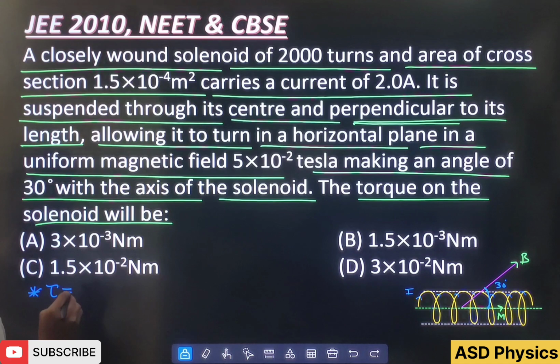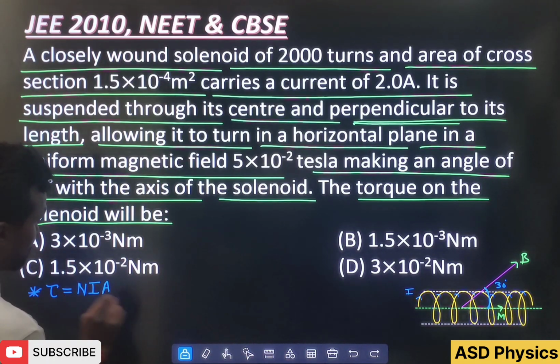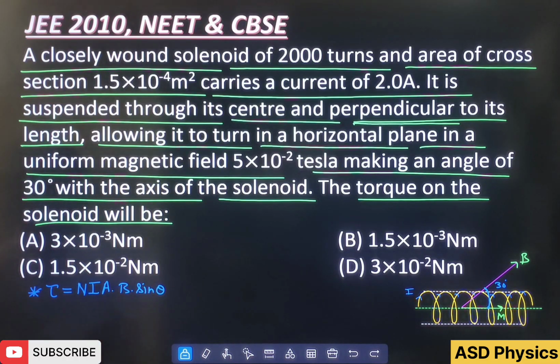See, the torque is given by MB sin theta. Always, torque is MB sin theta. What is M? M is NIA. So torque is NIA into B into sin theta. This is the formula. Okay. After that, let's put the values here.